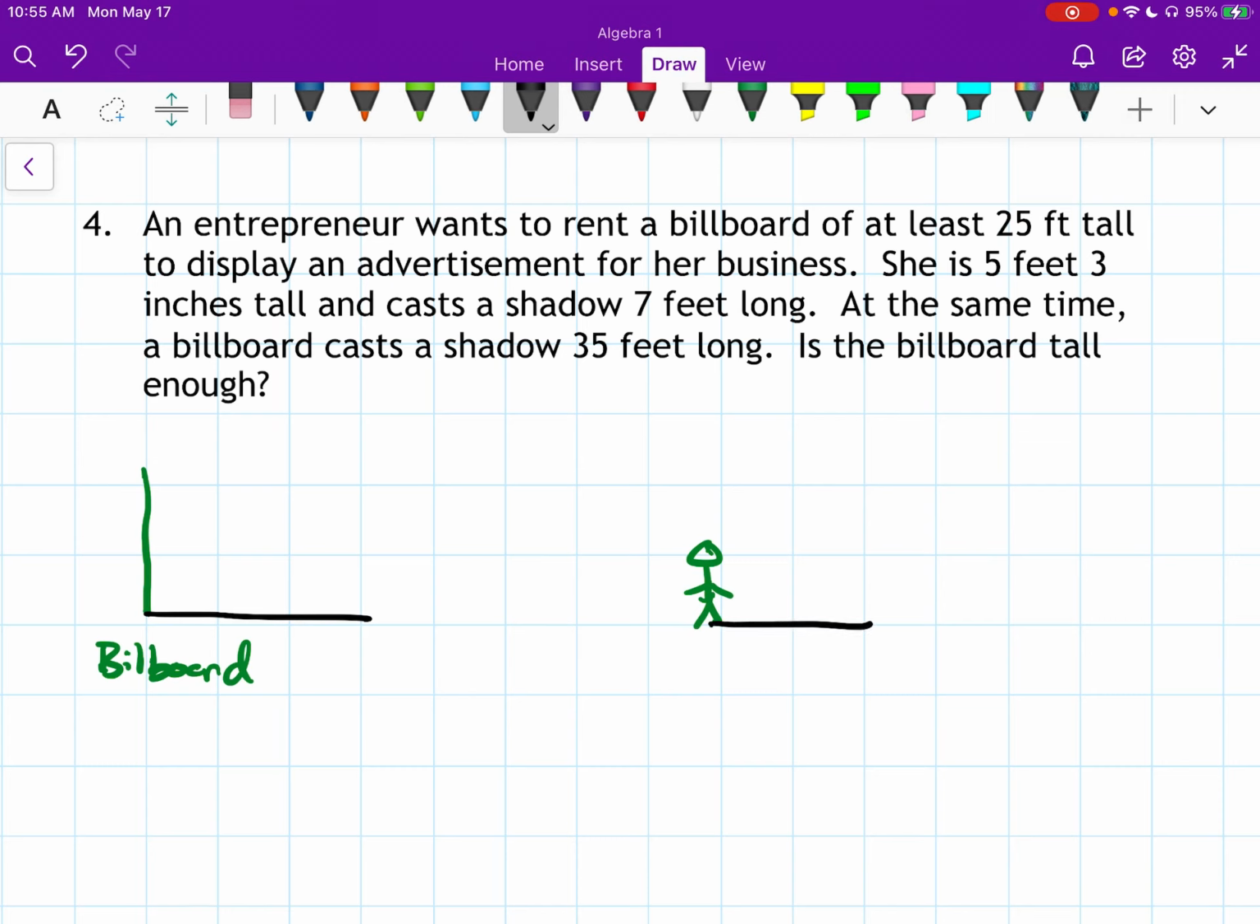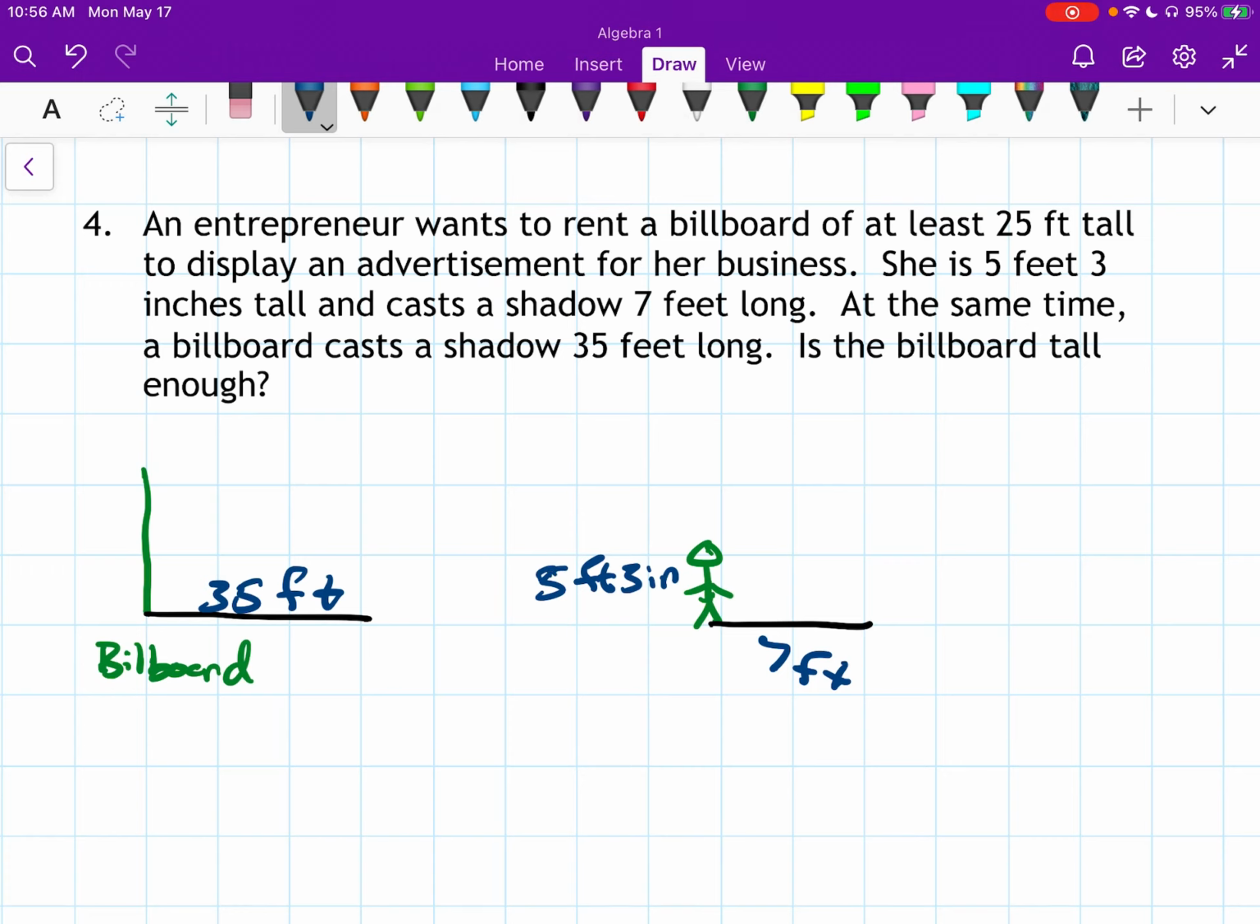How tall is it? The billboard needs to be 25 foot tall, but she doesn't have a tape measure to measure how tall it is. She is 5'3", so here I'll put 5 foot 3 inches, and casts a 7 foot shadow. At the same time, a billboard casts a shadow that is 35 feet long. Is the billboard tall enough?